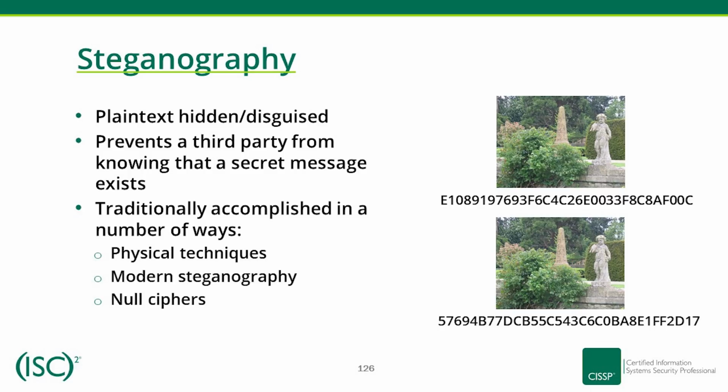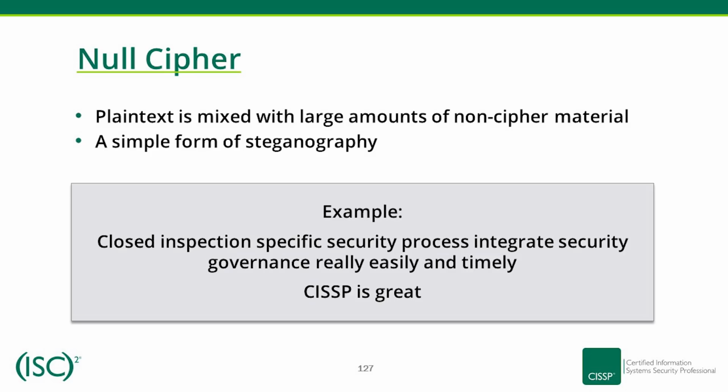Steganography. Plaintext is hidden or disguised. It prevents a third party from knowing that a secret message exists. Traditionally accomplished in a number of ways: physical techniques, modern steganography, null ciphers. Null cipher: plaintext is mixed with large amounts of non-cipher material. A simple form of steganography.